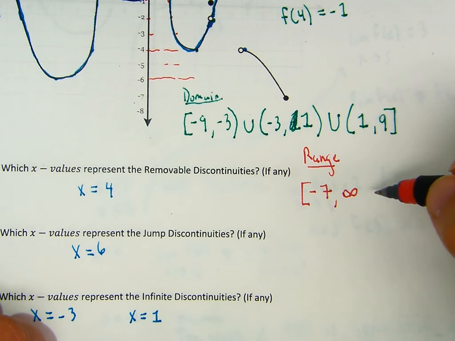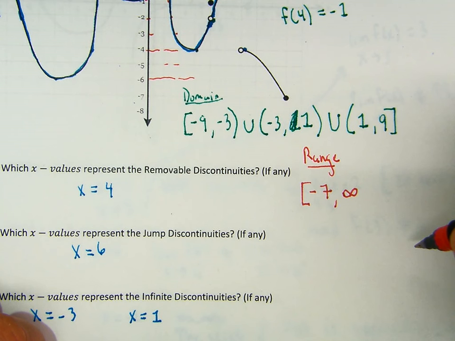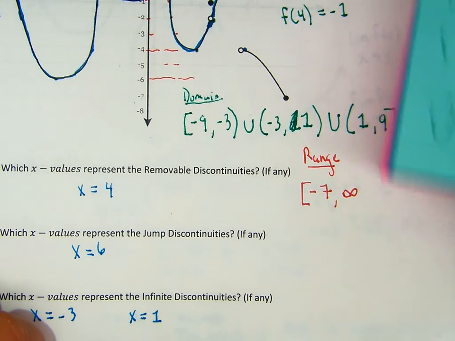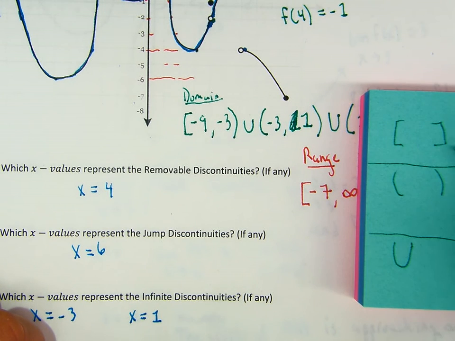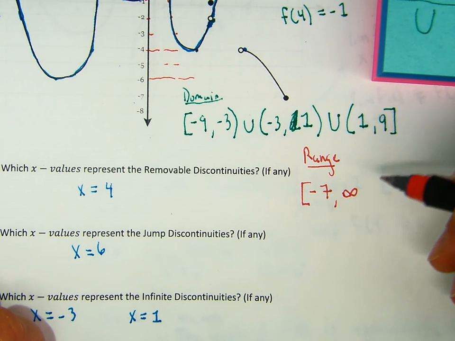But now the question is, is it parentheses or bracket? Okay? Remember, if you have bracket, it means you have it. If you have the parentheses, it means you don't have it. So the question is, do you have infinity? Pause the video and think about it.